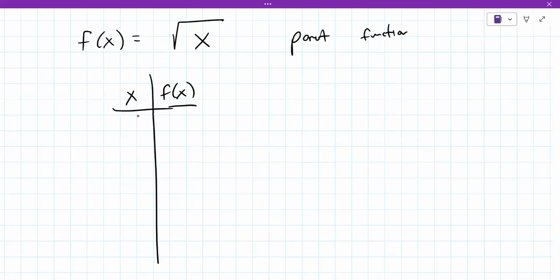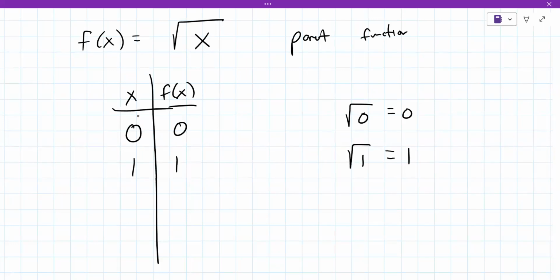There are only certain values that you can take the square root of. Like you can take the square root of 0. The square root of 0 is what value? It's 0. How about 1? What is the square root of 1? 1. Okay. What's the next square root that you can consider?